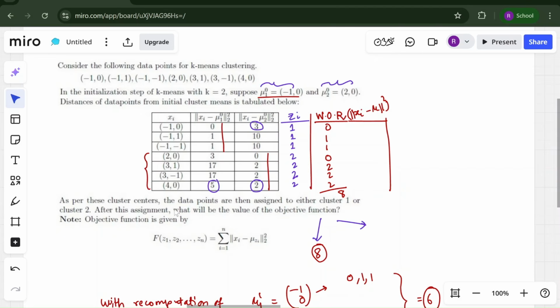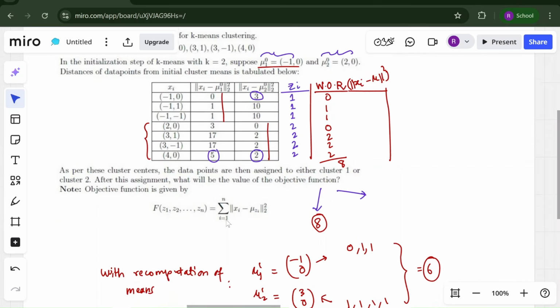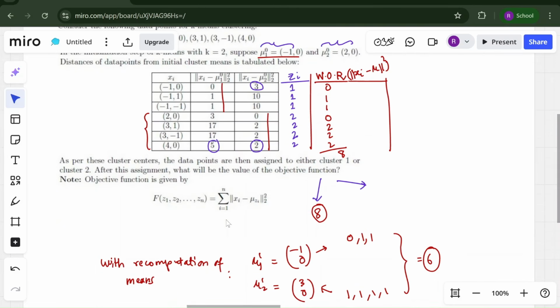So here they are asking that you're starting with this random initialization, okay, and then these are the distances. They have given the distances, and then they are asking what is the value of the objective function after the cluster assignment. So after doing the cluster assignment, you have to compute the value of the objective function. That's all.